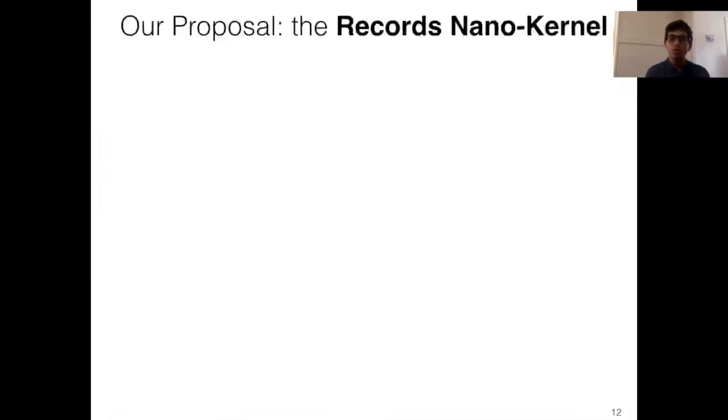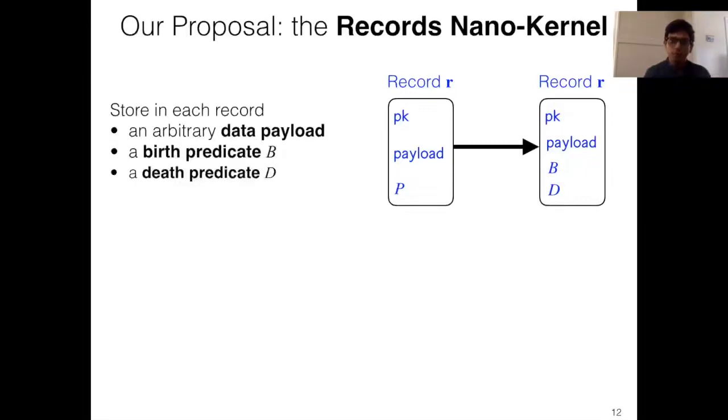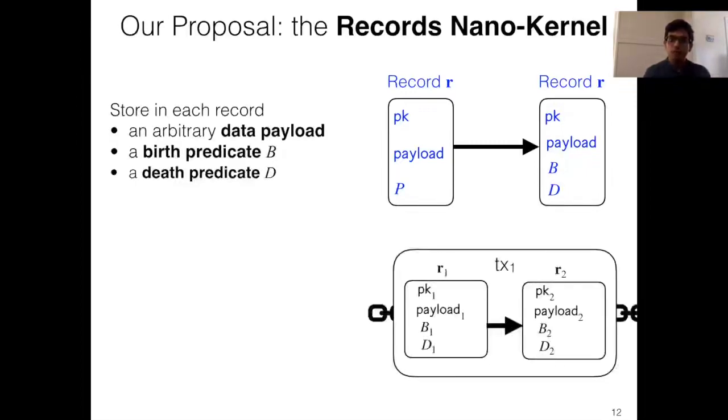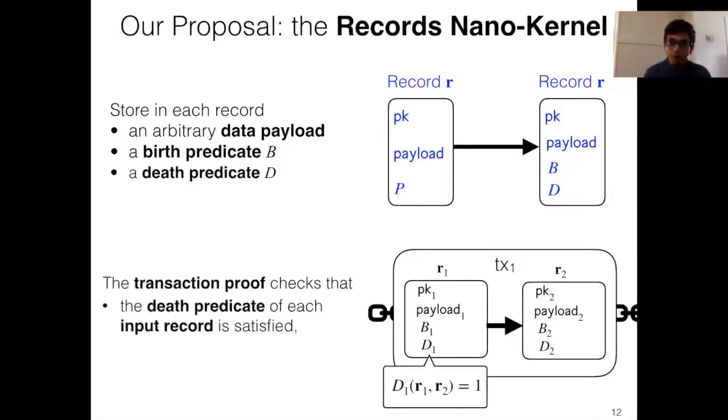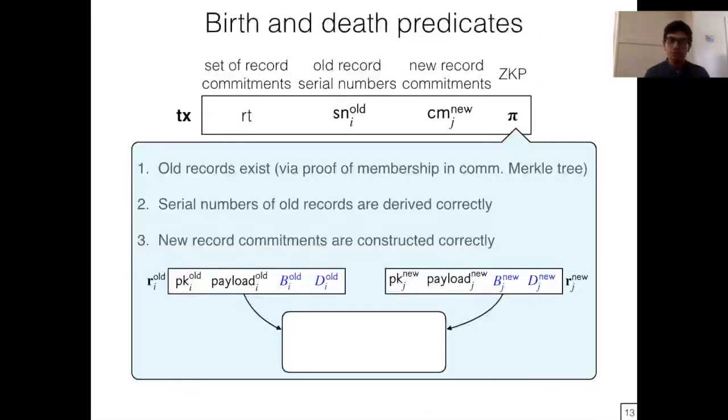So to remedy this, we propose the record's nanokernel. In this programming model, now each record contains not only one predicate, but two predicates, a birth predicate and a death predicate, and the data payload as before. The transaction proof now asserts that for every record that is consumed, so every input record, the corresponding death predicate is satisfied, while for every record that is created, so every new record, the corresponding birth predicate is satisfied. Okay. So this means that at every step of a record's life, from creation to consumption, there is some constraint being enforced. From an implementation perspective, this will just look very simple.